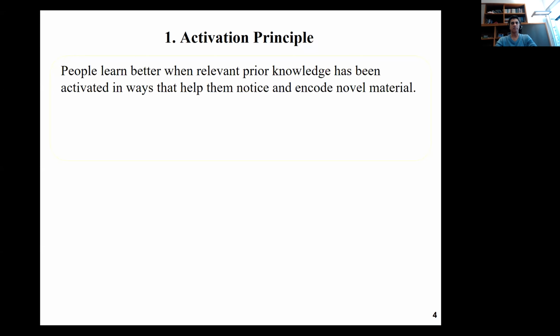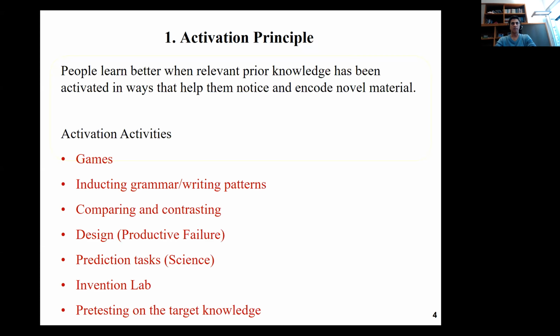And the idea is simple: when you can activate relevant prior knowledge, and this does not have to mean formal knowledge, it can be intuitive knowledge, experience, heuristics, incorrect ideas, even misconceptions, and so on and so forth, if that knowledge has been activated, it helps people notice and encode novel material. So let me illustrate this. And there are many, many ways of doing this.